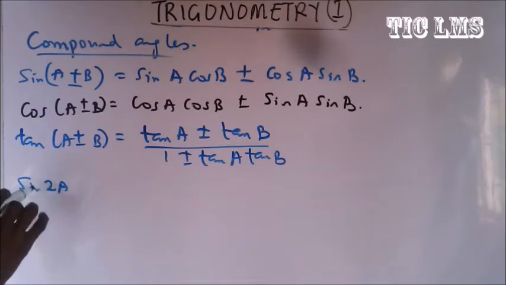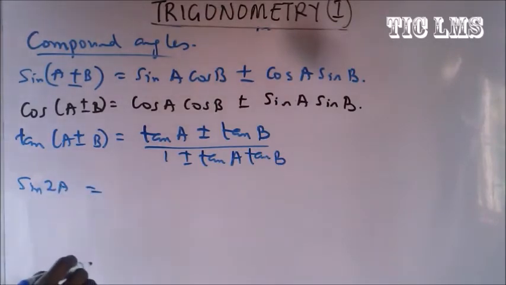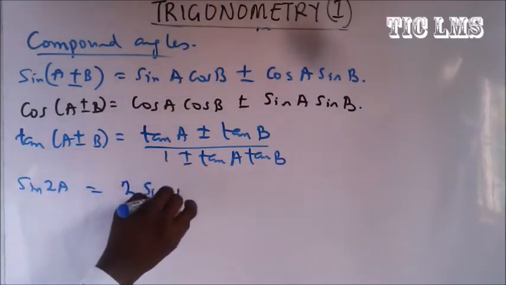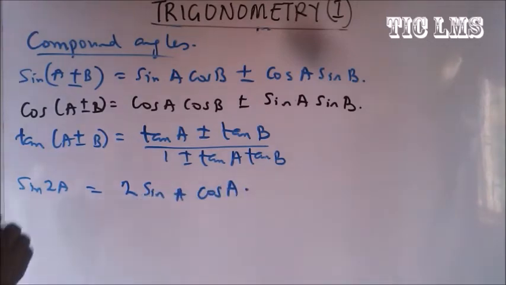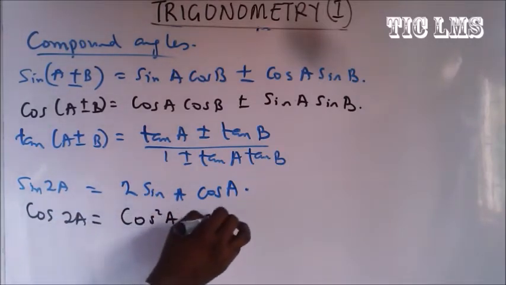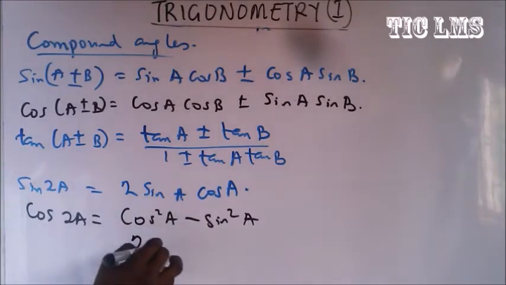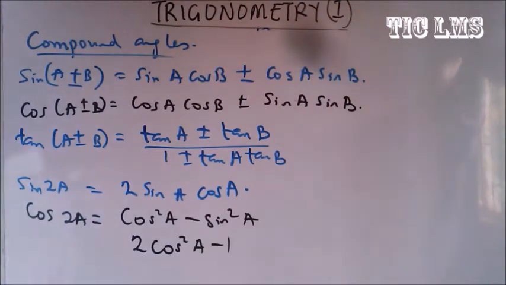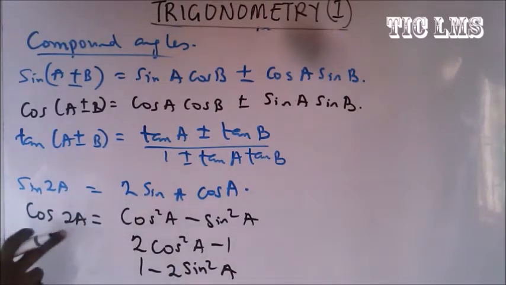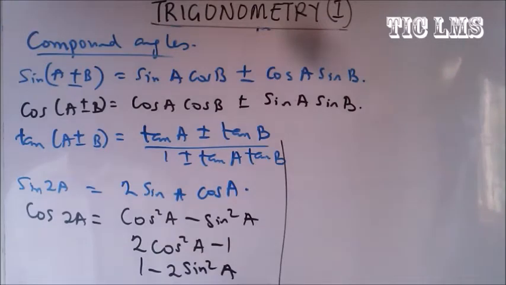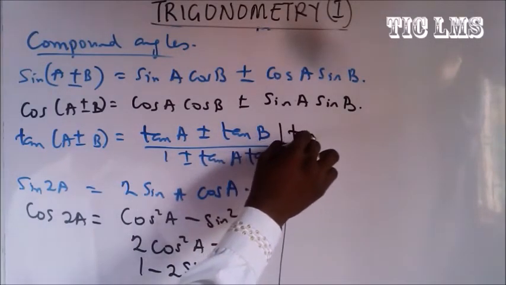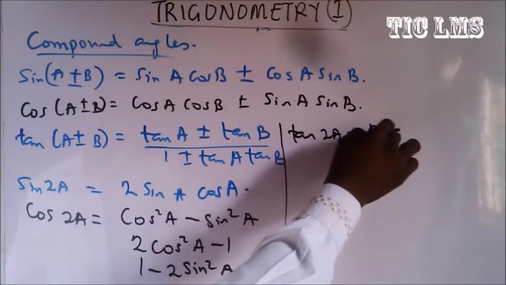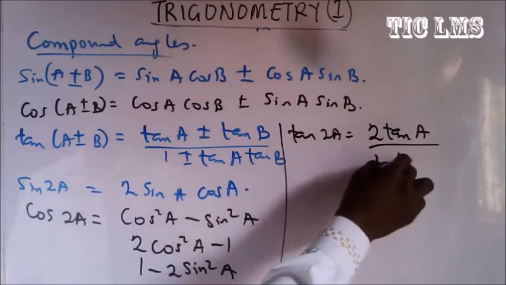Sin 2A, so it's more like multiplying the A by 2, like we have A plus A, equals 2 sin A cos A. And next we have that cos 2A gives us cos²A minus sin²A, or 2cos²A minus 1, or 1 minus 2sin²A. So these are the three formulas you can use to get cos 2A. And lastly, we have that tan 2A equals 2 tan A divided by 1 minus tan²A.